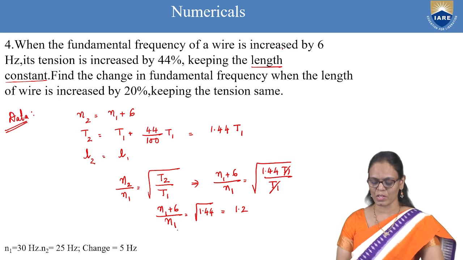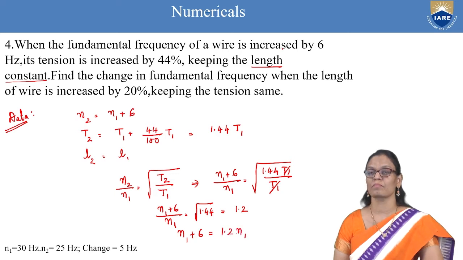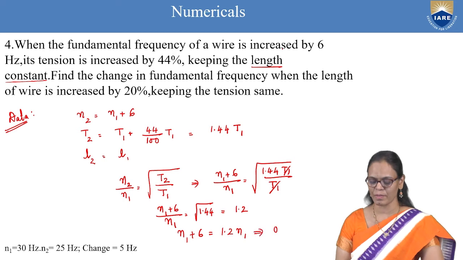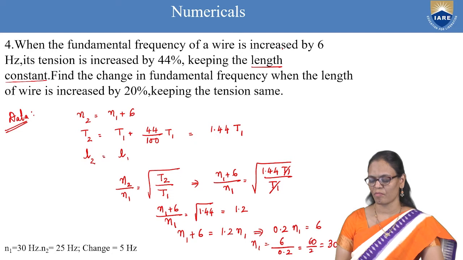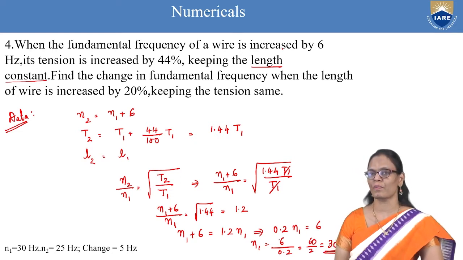Now let us do the cross multiplication. N1 plus 6 is equal to 1.2 N1. So I'll bring N1 onto the other side. So this implies 0.2 N1 is equal to 6, or N1 is equal to 6 upon 0.2. So we get 60 by 2, that is 30 Hertz. So 30 Hertz is our actual frequency.